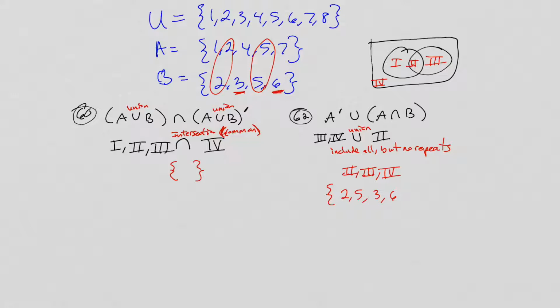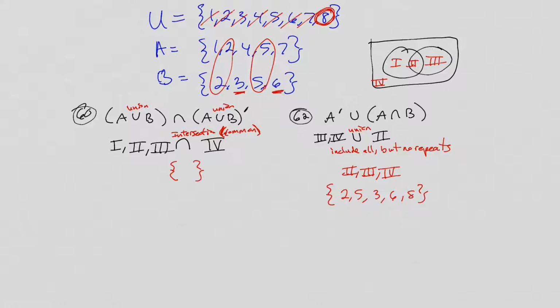And then region 4 is the numbers that are not included in A or B, but it's in U. Okay, so I can go ahead and count. 1 is taken up. 2 is taken up. 3, that's set B. 4, that's set A. 5, that's both. 6, that's set B. 7 is also set A. So the only one that's not included in either one of those, without using the diagram, would be 8.